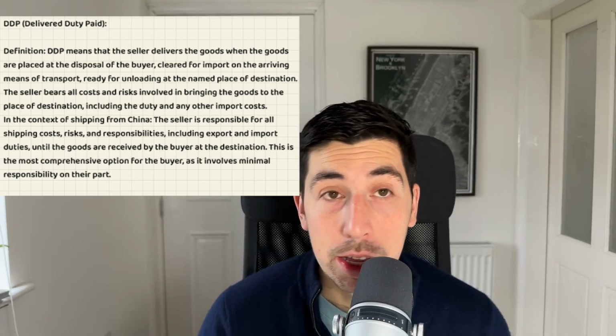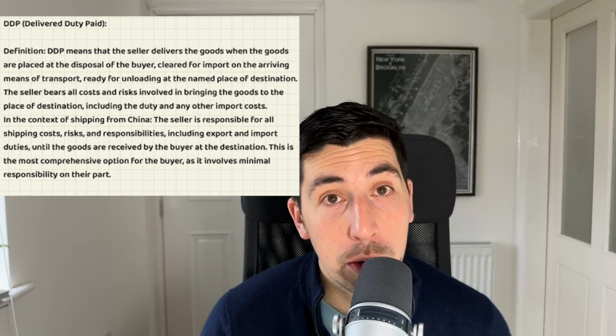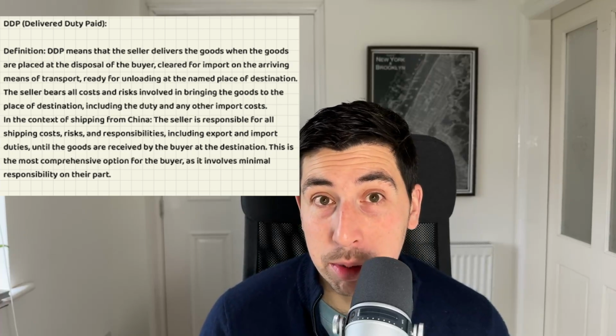And that's the thing: it is the easiest way to import goods, especially in your first shipments. I would recommend doing delivery duty paid because you'll know exactly what the landed cost will be for your item. That means all import fees are paid. You don't need to pay VAT on top of that, they've organized everything, and you know the landed costs.